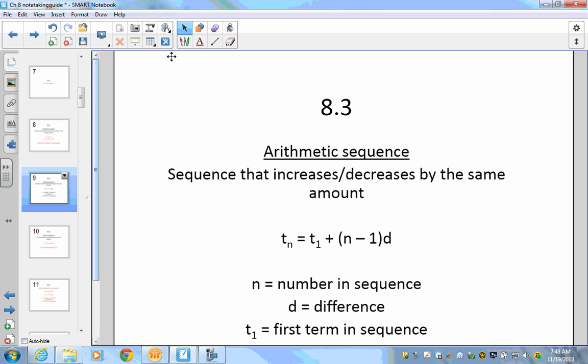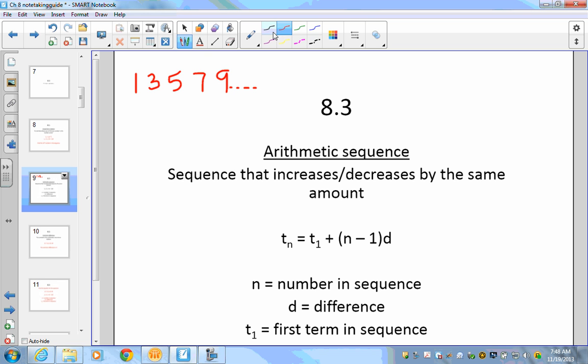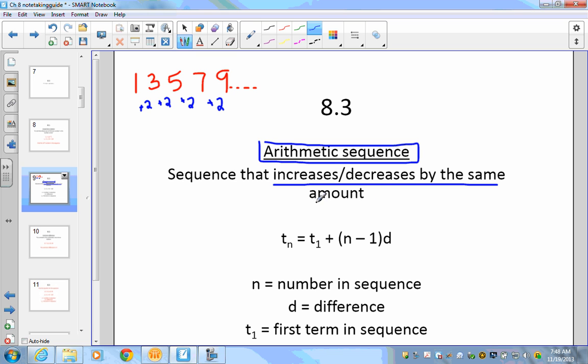For example, let's say I gave you a quick little problem where we started with 1, 3, 5, 7, 9, and so on and so forth. If you observe, I am adding 2 to every single term to get to the next term. So 1 plus 2 is 3, plus 2 is 5, plus 2 is 7, and so on. Since I'm adding the same amount every single time, you can conclude that this is an arithmetic sequence, because remember, it increases or decreases by the same amount.